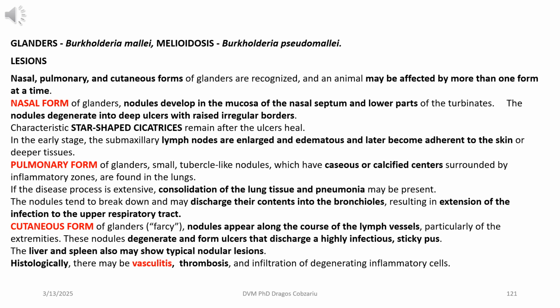In the cutaneous form of glanders, farcy, nodules appear along the course of the lymph vessels, particularly of the extremities. These nodules degenerate and form ulcers that discharge a highly infectious, sticky pus. The liver and spleen also may show typical nodular lesions. Histologically, there may be vasculitis, thrombosis, and infiltration of degenerating inflammatory cells.